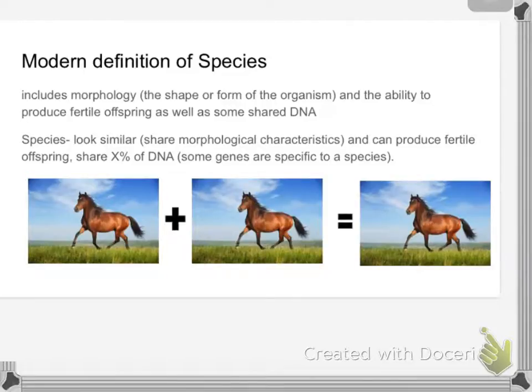So if they are two things and they are the same species, they're going to look similar. They're going to be able to produce fertile offspring, and they will have some genes that, you know, we say, well, if it's Acer saccharum, sugar maple, if it's a sugar maple tree, it has these genes in these locations. So we can look at DNA from a bunch of maple trees and determine if they're the same species.